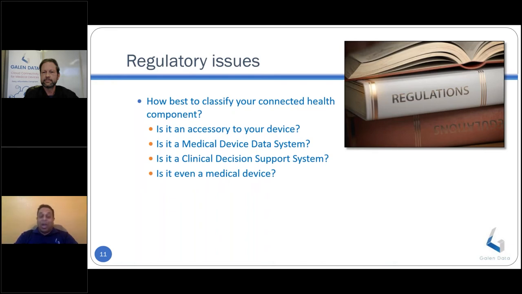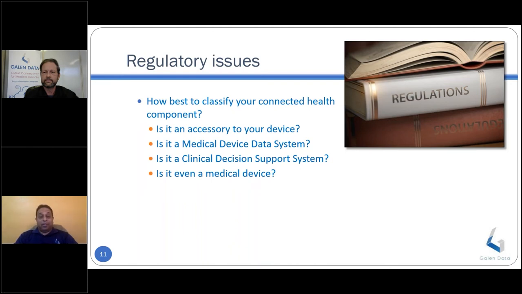But it's a case-by-case basis. You have to figure out what you are doing with a connected health component to your device. Is it necessary to your device? In other words, does it actually extend your device? Does it provide an important function towards the actual proper use of your device? And if so, then it becomes necessary to your device and generally carries the classification of a device.